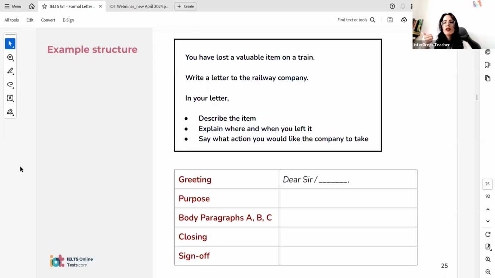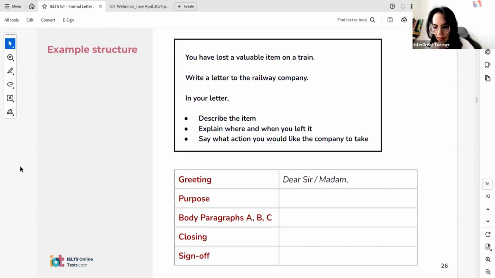So, dear sir or... exactly. Regards is for the end. So simply, dear sir or madam, notice the comma. The difference about the comma is a matter of British English and American English, but just remember that you should be consistent. If you use a comma in the greeting, in the sign off you also need to use a comma. If you didn't use a comma, don't use a comma here.